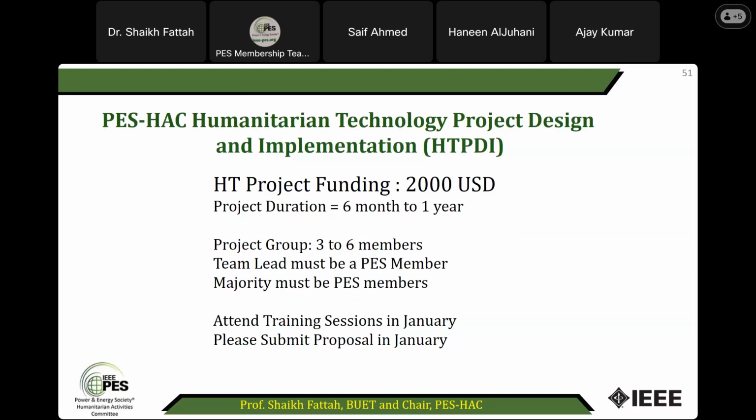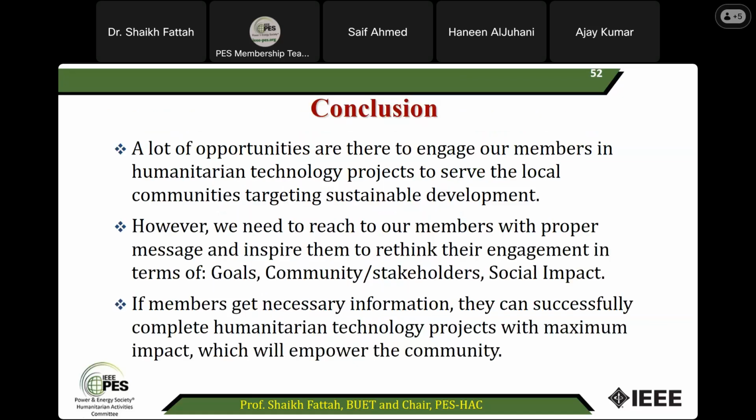So again, just to tell it again, Humanitarian Technology Project Design and Implementation Funding. This is 2000 US dollar funding. Generally we expect you will finish this project within 6 to 9 months. 3 to 6 members. The team lead must be a PS member. Actually, we prefer PS members to do this project, but you may have a few non-PS members, but the majority must be PS members. And that's all for today.